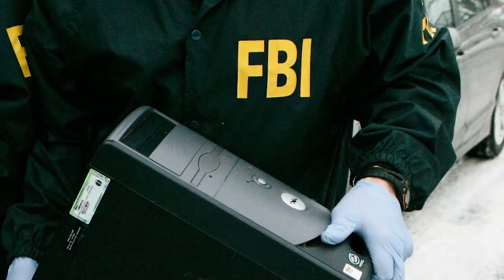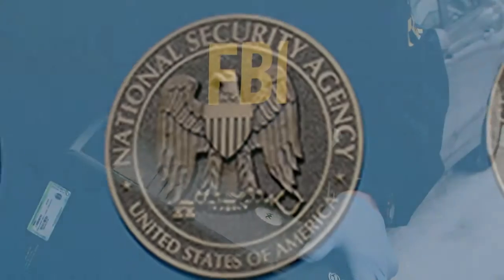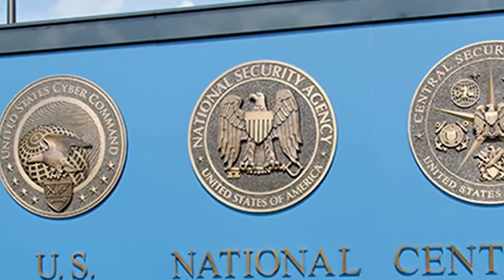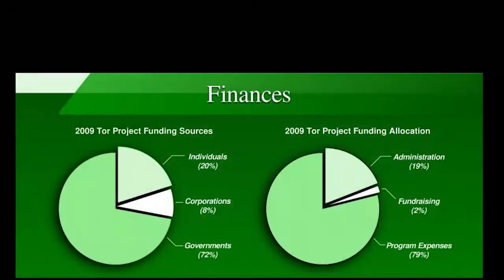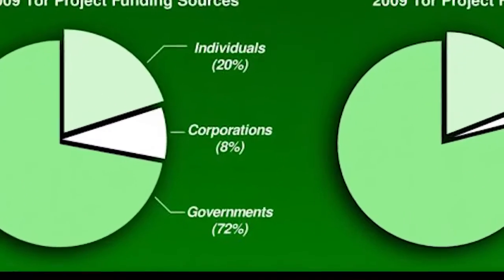The sharp decline was probably due to rumors about the NSA and FBI cracking the inner workings of the Tor Project. This is ironic because those agencies are part of one of the biggest funding sources for the project.